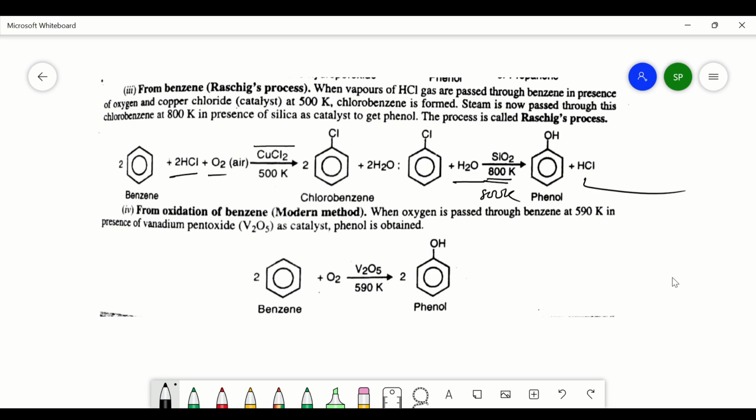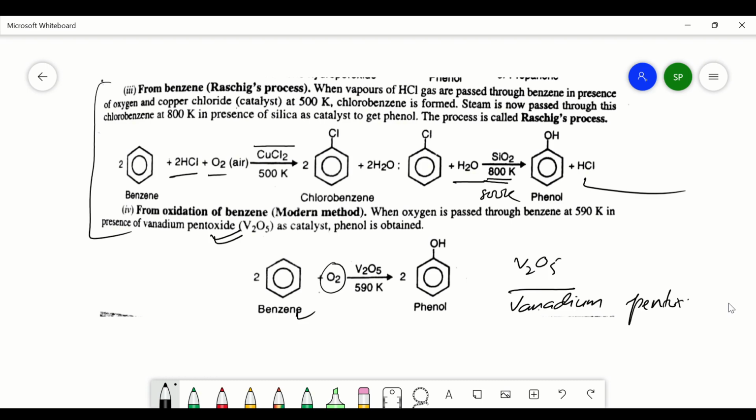And next, this modern method is used nowadays in laboratories, or you can say industrial processes. These are some industrial processes for the preparation of phenol. This one is when benzene reacts with oxygen in the presence of V2O5, that is vanadium pentoxide. This produces phenol. This method is used in industrial processes.